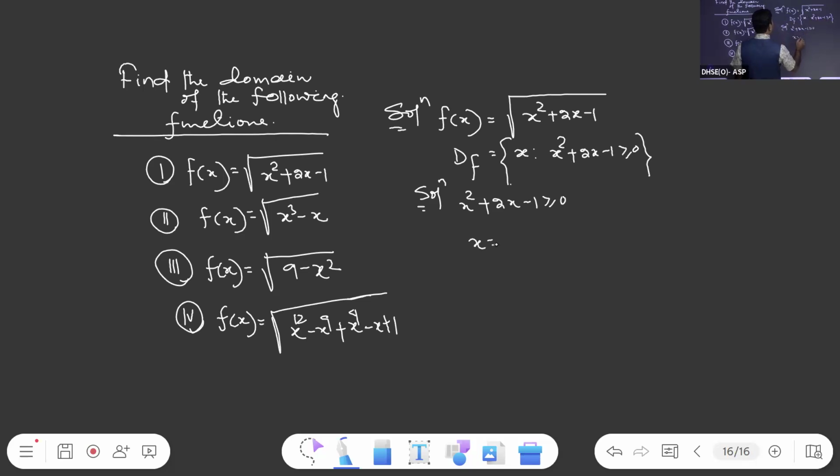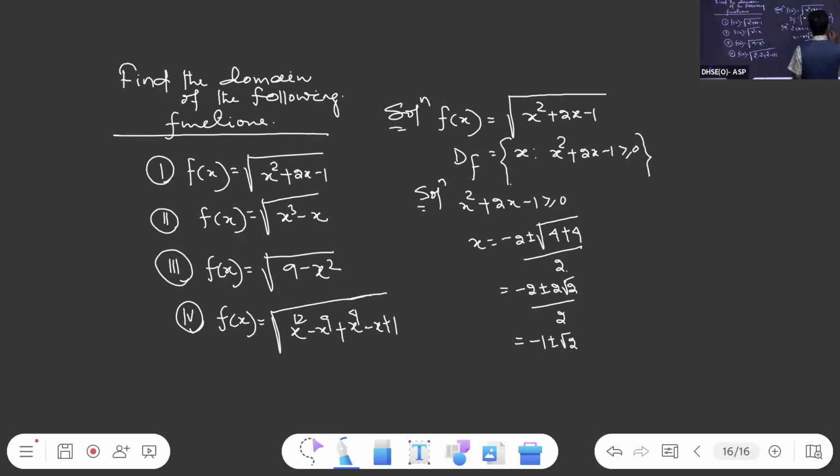Now find the roots. The roots are minus 2 plus or minus the square root of b square minus 4ac, that is 4 plus 4, that is 8, upon 2a, which is 2. So minus 2 plus or minus 2 root 2 upon 2. This is equal to minus 1 plus or minus root 2. So the critical points are minus 1 minus root 2 and minus 1 plus root 2.